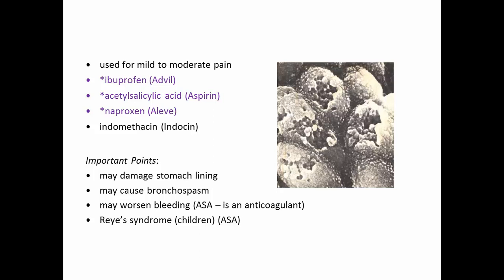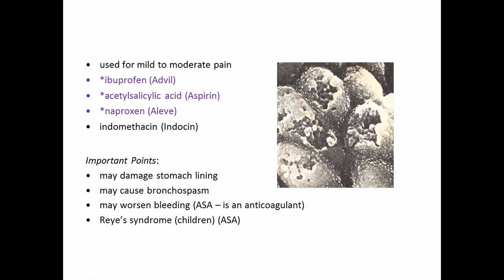It may worsen bleeding. Sometimes we use that as a therapeutic action. So for example, sometimes people will take acetylsalicylic acid or aspirin in small doses over a long time to prevent blood clots. One other thing I'd like you to make a note of, put a little star here, is that they may cause bronchospasm. So people that have asthma should be very careful when they're taking NSAID drugs.